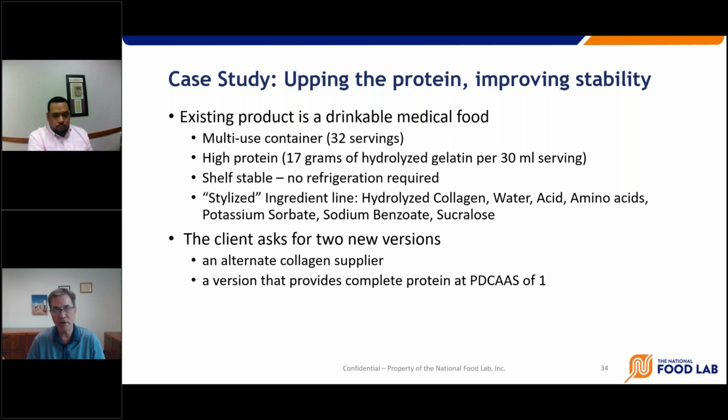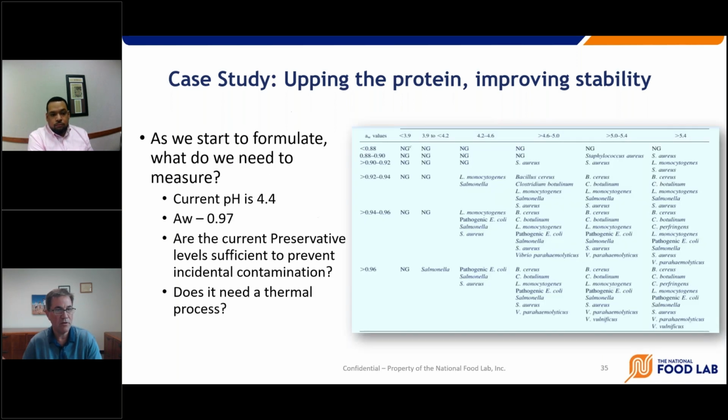So the client is now asking us for 2 new versions. One, they want to look at an alternate collagen supplier that has a cleaner taste. And second, they want to look at, can we make a product with PDCAAS of 1, and what level of protein, right, can we get into that 30 ml serving? So where do we start? What do we need to do?